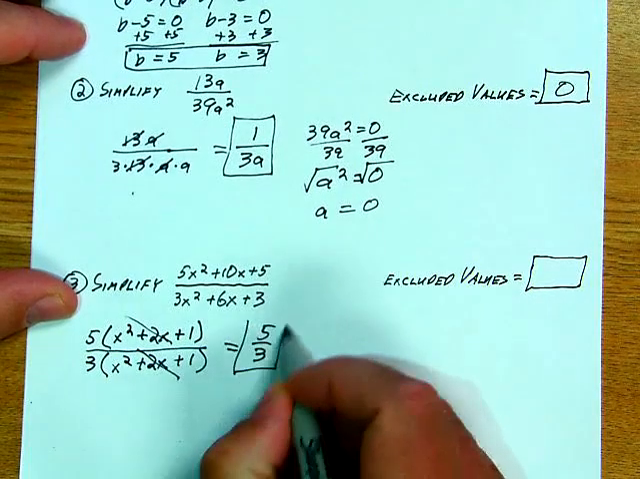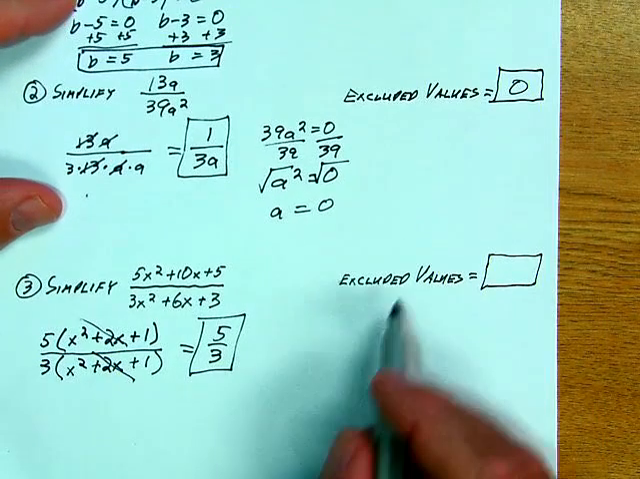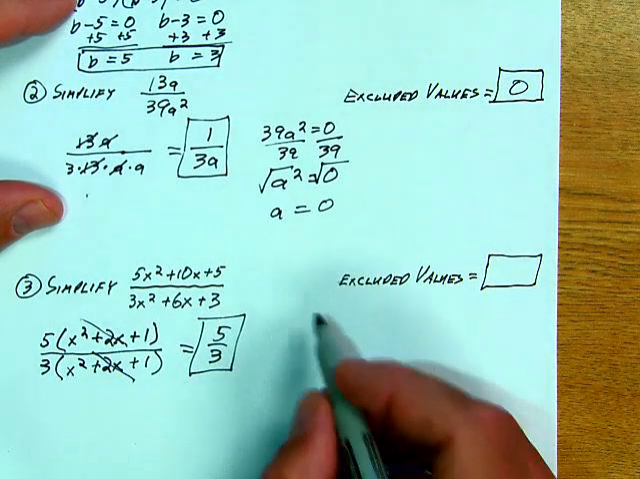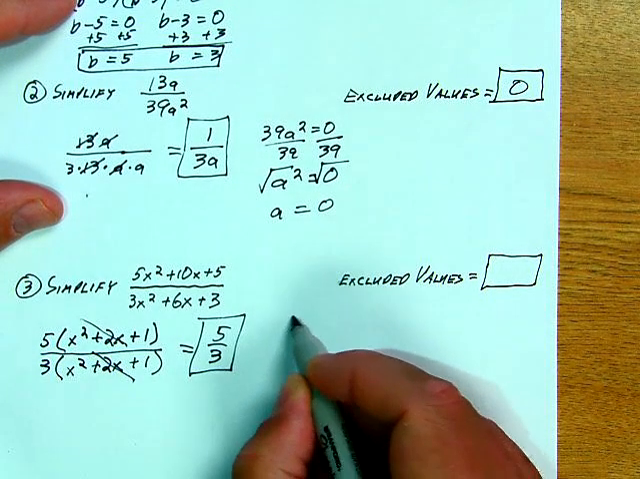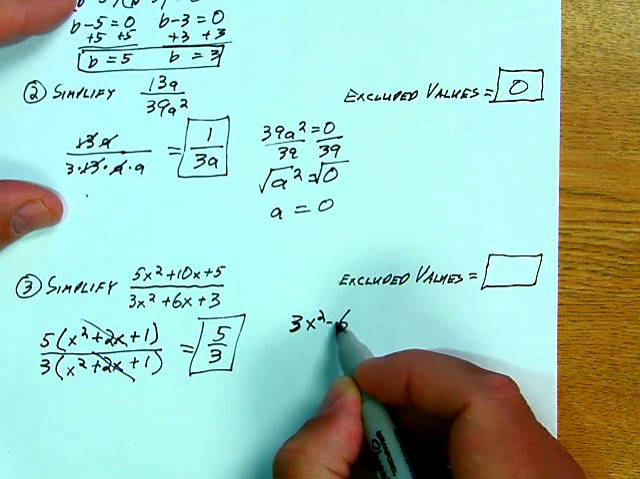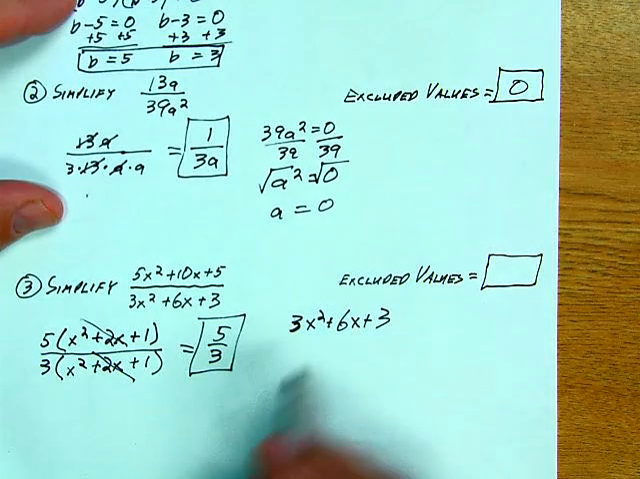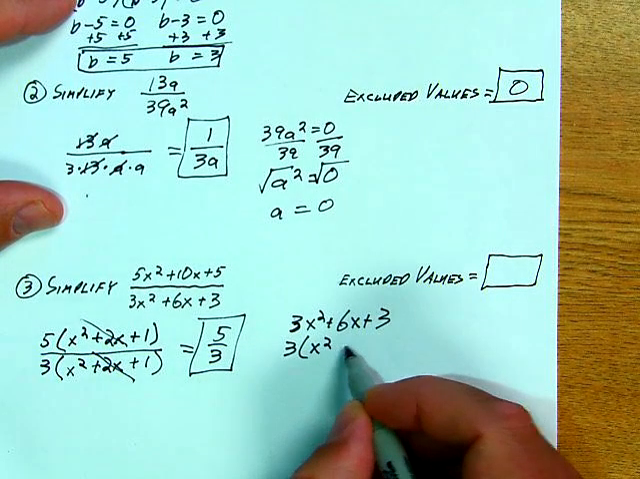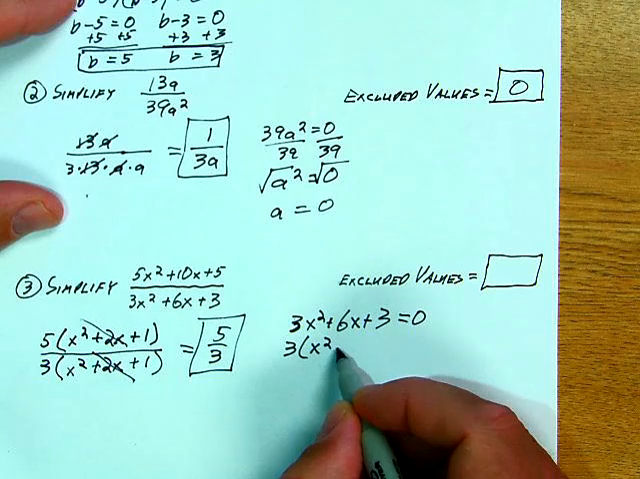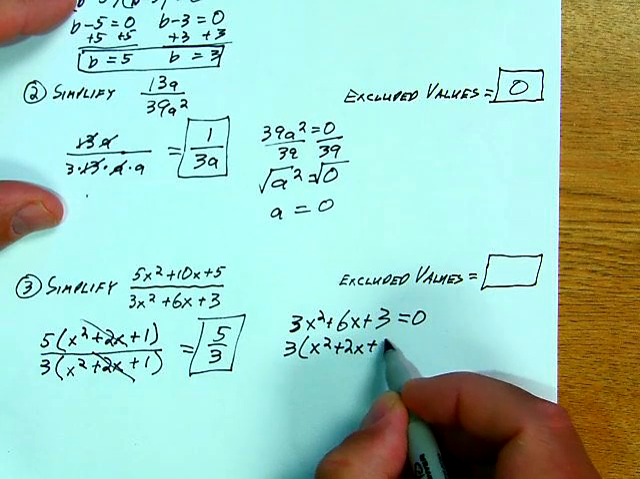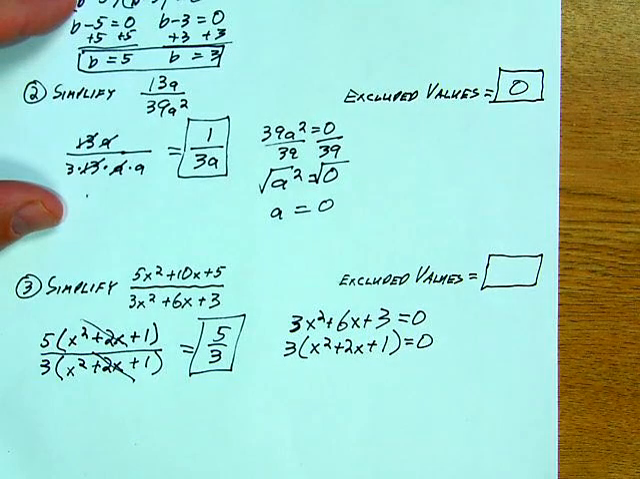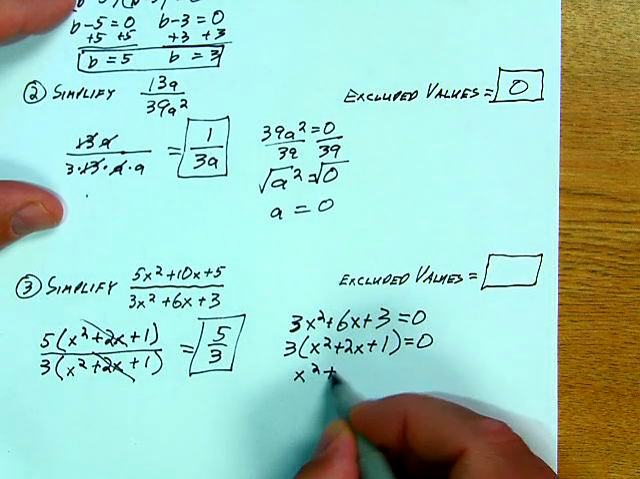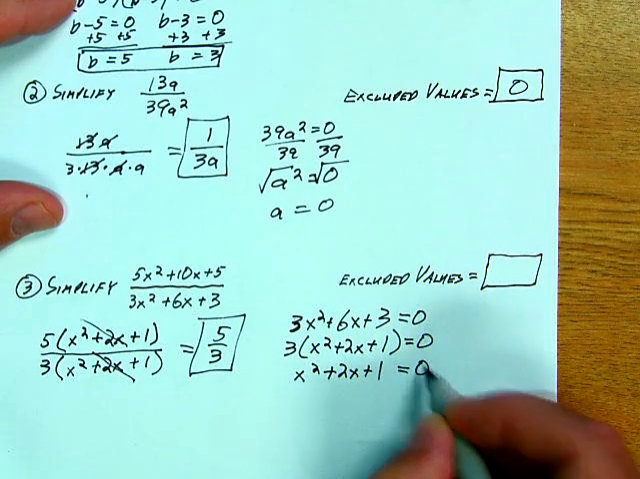Now, let's do the second half of this problem. Let's figure out the excluded values. Well, in this case, we've already figured that the bottom is 3 times x squared plus 2x plus 1. Let's rewrite it first. We've already factored a 3 out down here, so let's do that again. Remember, we set it equal to 0. All right, so now I can divide both sides by 3, and I get x squared plus 2x plus 1 equals 0.